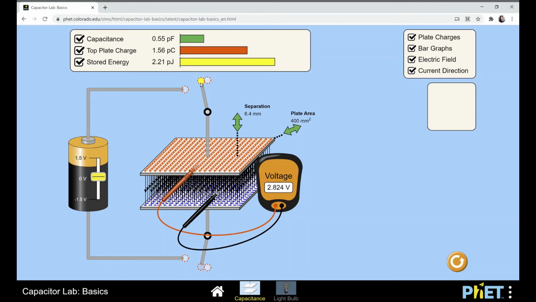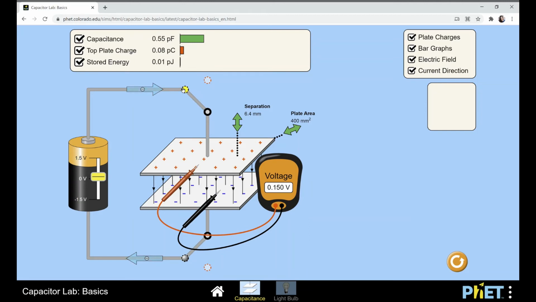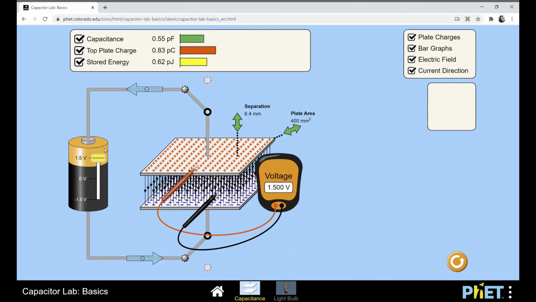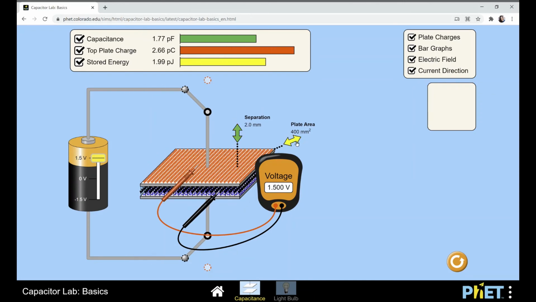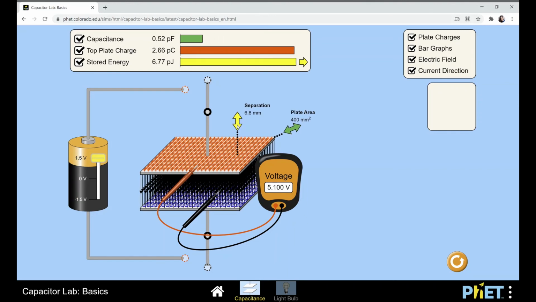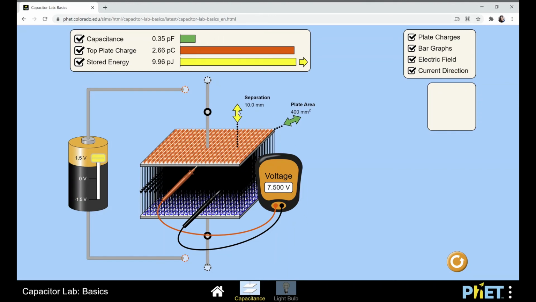We also know that voltage of a capacitor equals the electric field times the distance between the plates. So now if we do everything to maximize all of the things and we disconnect from our power source, we know that when we increase the distance between the plates, that's going to increase our voltage and our stored energy.